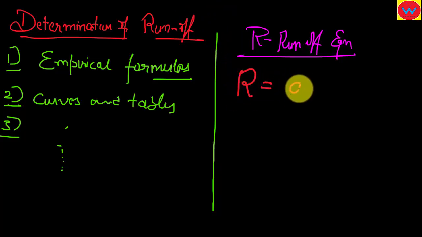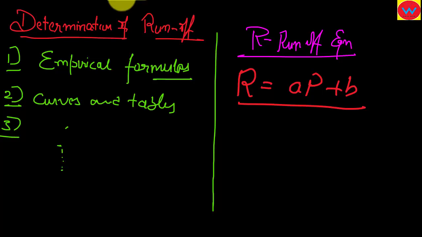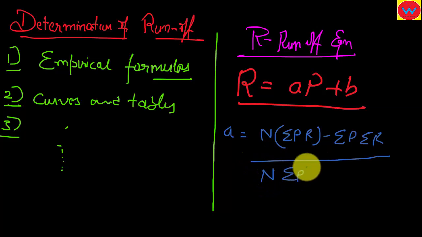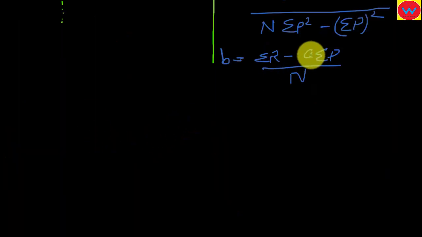R, the runoff, is equal to A times P, the precipitation, plus B, where A and B are constants to be determined. The value of A is: N, the total number of observations, times summation PR, minus summation P times summation R, divided by N times summation P square minus the whole square of summation P. And B is summation R minus A times summation P, divided by N.